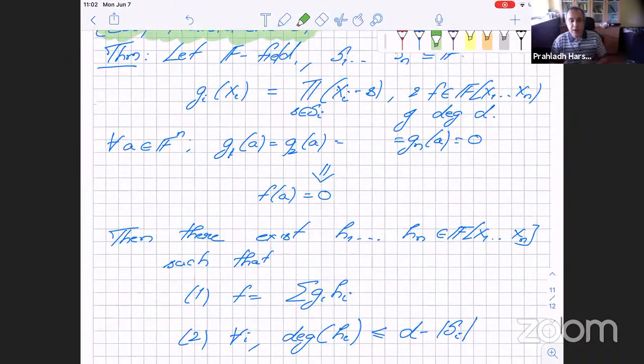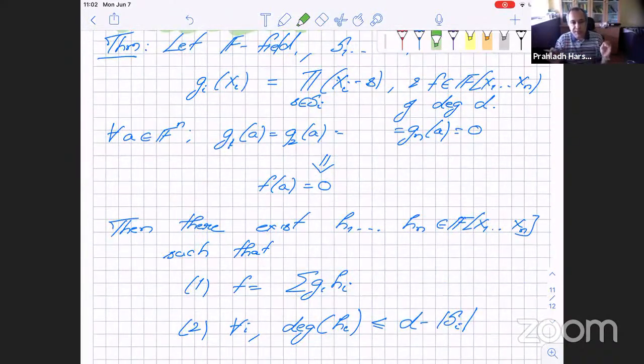The statement, clear again. In the special case when m equals n and the g's are these polynomials, it says that if a function is 0 on the grid, the only way it can be 0 on the grid, if I give you a degree d polynomial which is 0 on the grid, is that it must be a linear combination of these polynomials gi, and linear in the sense that it's not multiplied by scalars, it's multiplied by polynomials. Gi times hi. The hi's are not scalars, the hi's are polynomials.